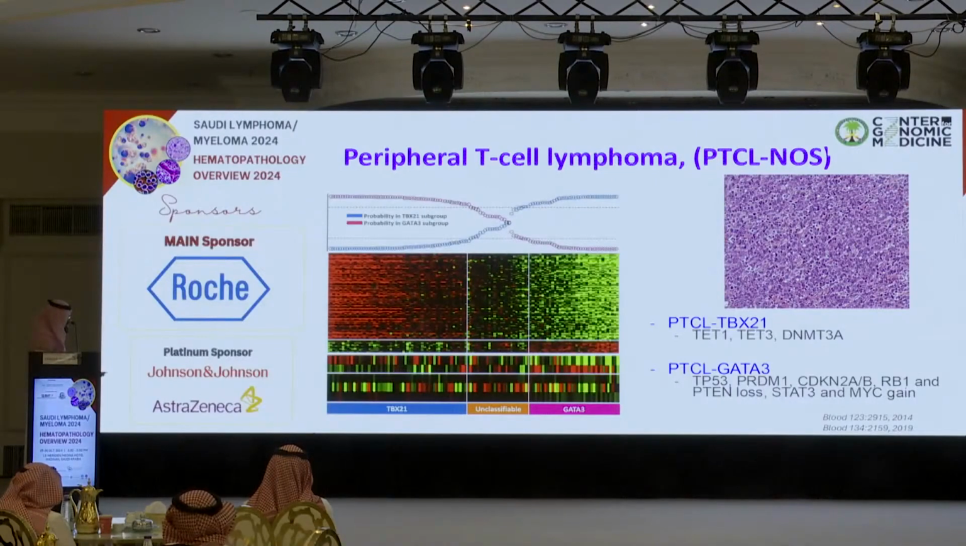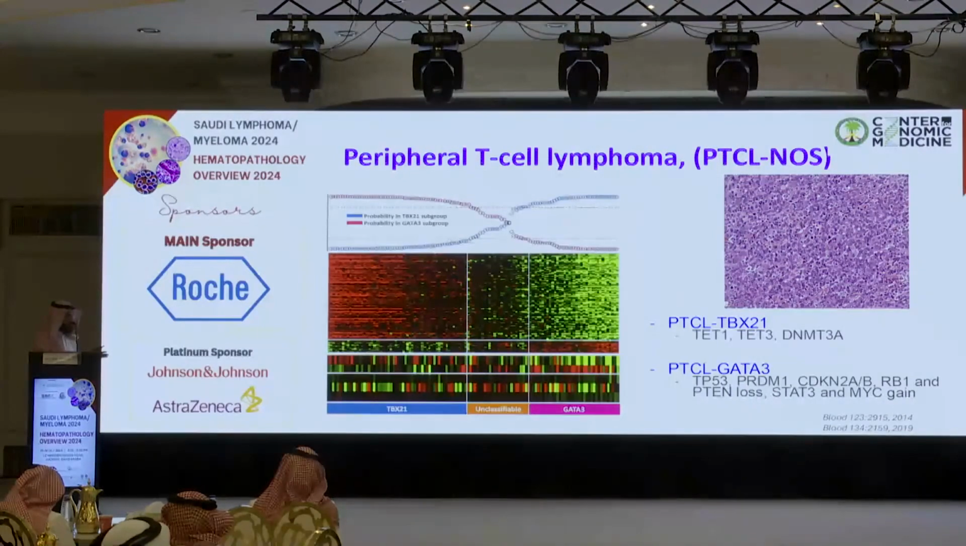Based on gene expression profiling, we found two markers, the TBX21 and GATA3 gene expression. That's totally different. GATA3 is associated with worse prognosis compared to TBX21. And now there is a recommended immunostain algorithm, similar to the Hans algorithm, where you can classify T-cell lymphoma as either GATA3 signature or TBX21 signature.